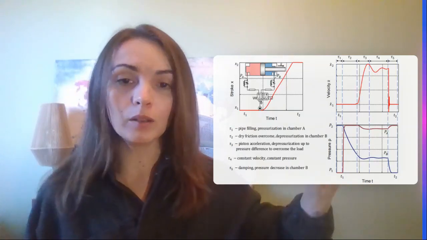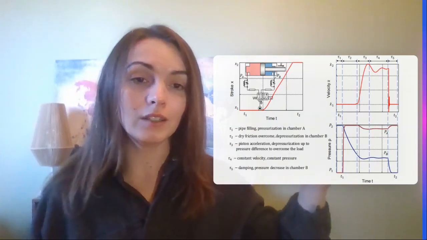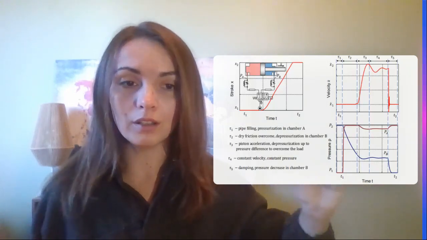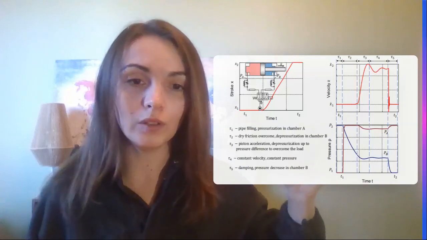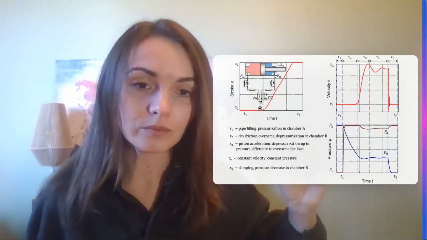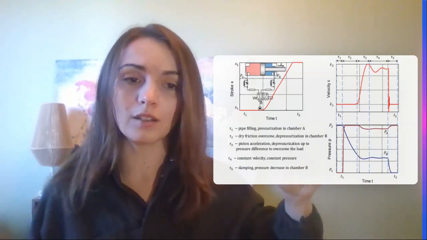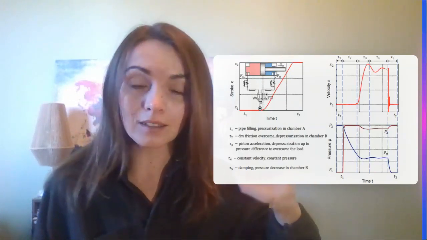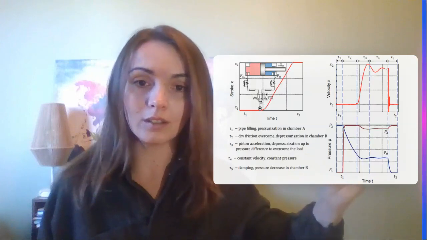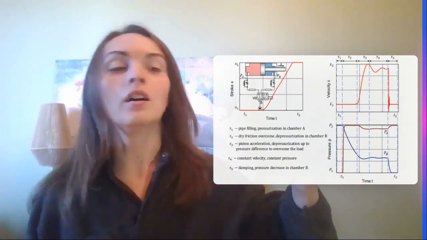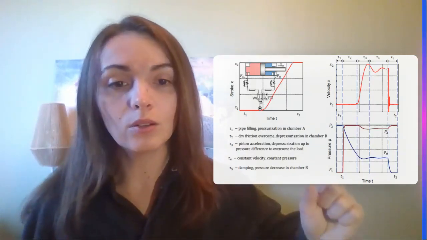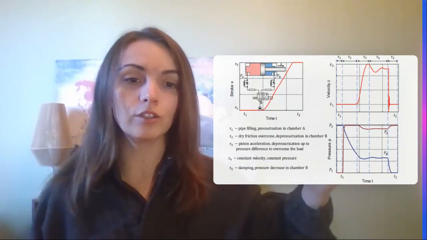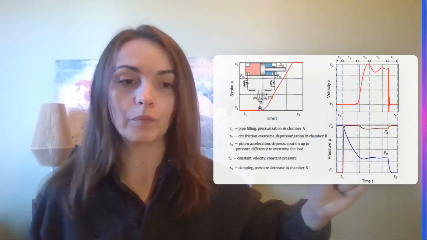A typical velocity profile is divided in 5 stages. In the first stage, usually nothing is happening, and we need to fill pipes as well as pressurize chamber A of the cylinder drive. In the second stage, the cylinder overcomes the dry friction and the depressurization in the opposite chamber starts.